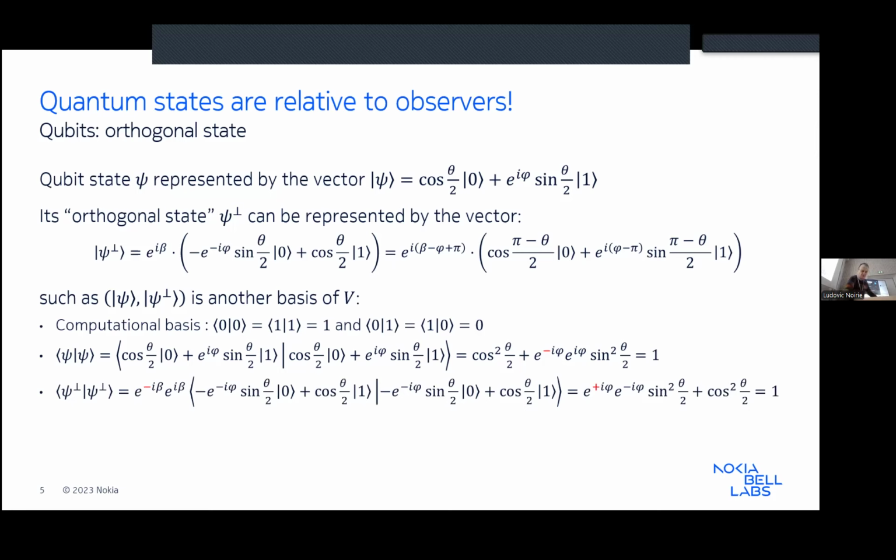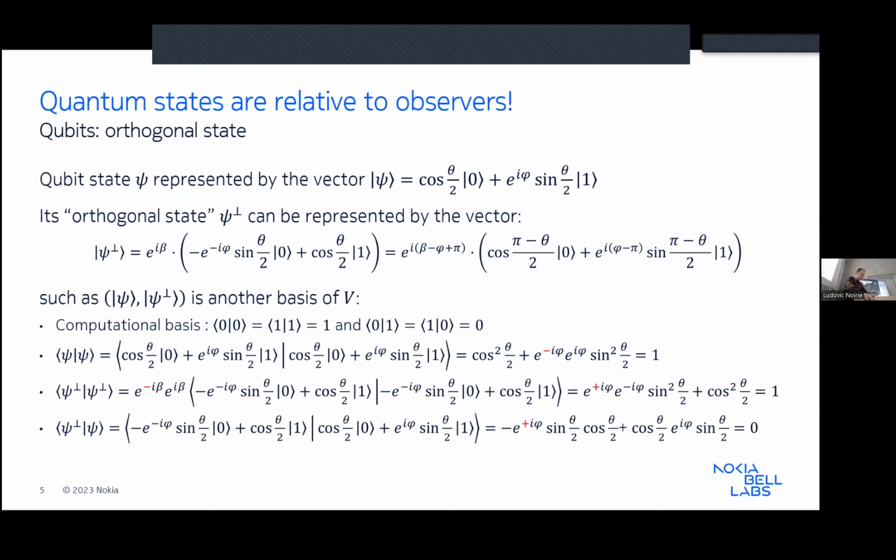It is the same for psi orthogonal. So the way I wrote psi orthogonal, I really have a vector normalized to one. And they are orthogonal because if you do the calculation, then again, you will have only the product 0, 0, and 1, 1, which will be left. And the minus e^{-i phi} on the left will be transformed into minus e^{+i phi}. And on the right, there is no conjugation. And you see that the two terms cancel and you get zero. So psi and psi orthogonal are orthogonal.